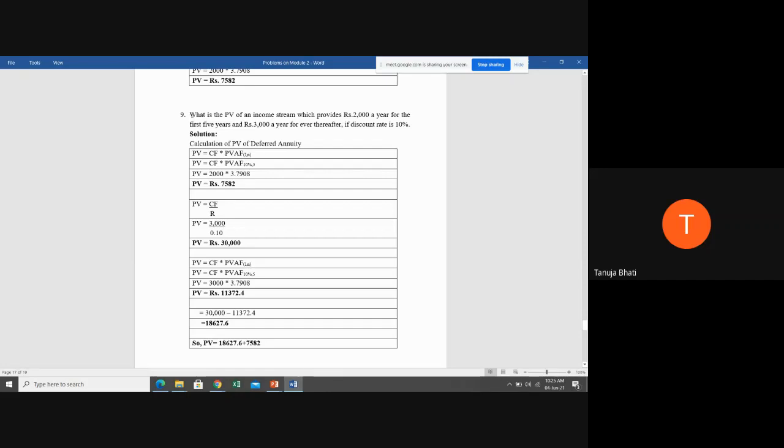See students, first of all, just look at the first part of the problem. They are asking you to calculate the present value, which is already given in the problem, so no need to worry about whether you have to calculate present value or future value. An income stream which provides 2000 a year for the first 5 years: for the first year, second year, third year, fourth year, fifth year, the income that is going to flow to you is 2000 rupees. So tell me, for the first part of the problem, which formula are you going to use? There is equal cash flow for the first 5 years, 2000 rupees each year.